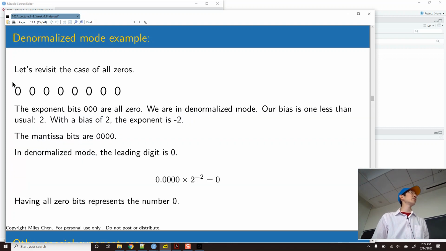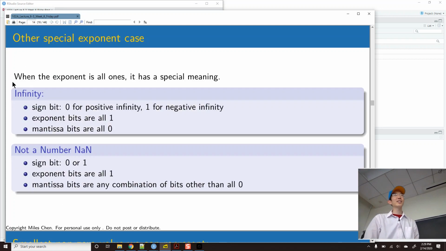But I guess you can think of it as 0 approaching from the right and 0 approaching from the left, if you need some mathematical interpretation. Okay, and then we also have another special exponent case. When the exponent is all ones, it has a special meaning. It's either going to be infinity or not a number.